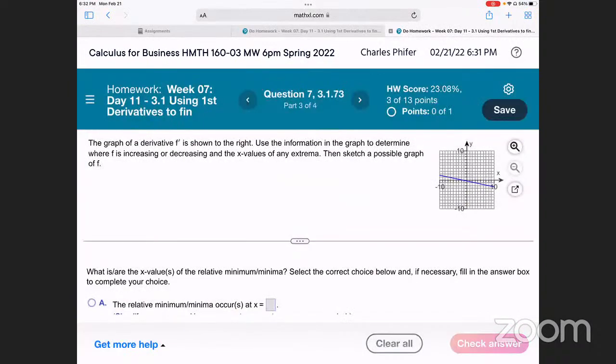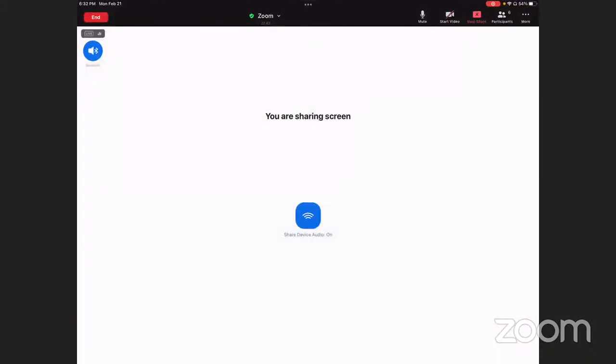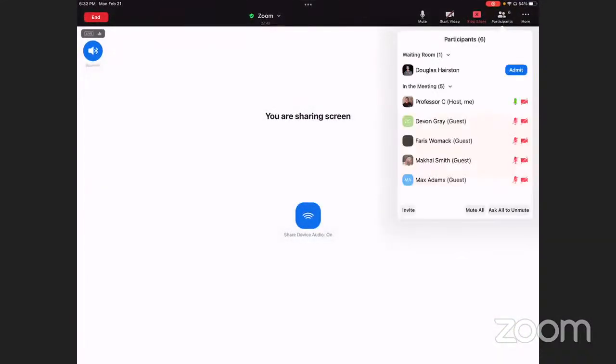Okay, let me check Zoom really quick. I don't want to stop, I just want to see if we got any people in the waiting room. We do. Let me let the student in.